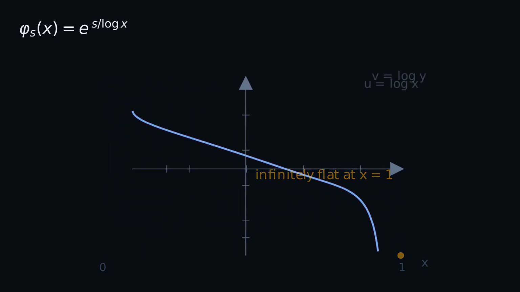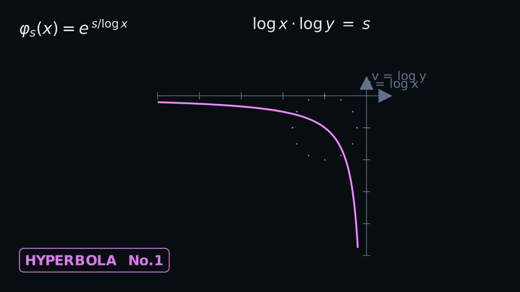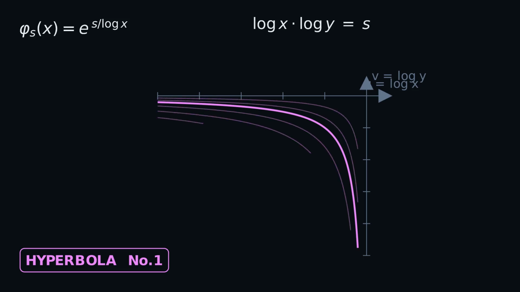But the real secret appears when you change coordinates. If y equals e to the s over log x, then log x times log y equals s. Exactly. In log coordinates, this function is a hyperbola. Hold that thought. It's the first of 3 hyperbolas hiding in this formula.